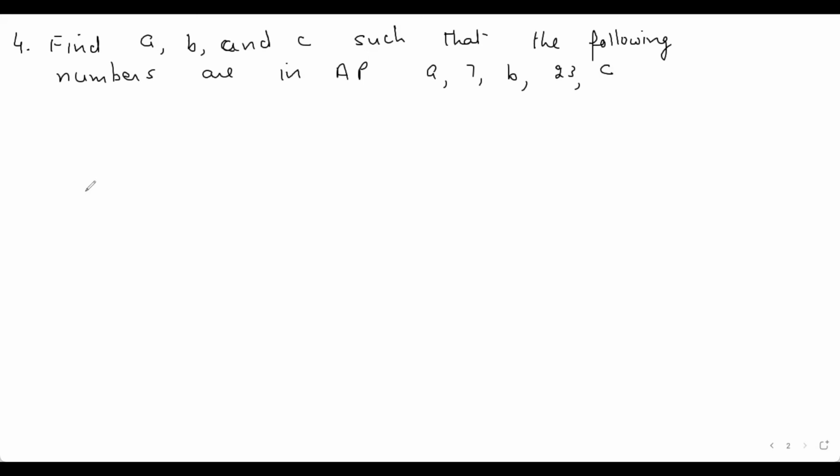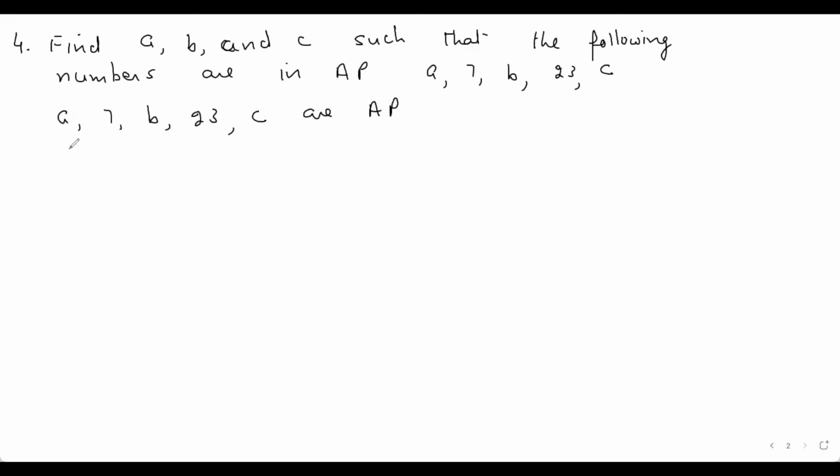Now the fourth question is find A, B, and C such that the following numbers are in AP: A, 7, B, 23, and C. Now it's given these numbers A, 7, B, 23, and C are in AP. I'm going to solve this sum with two methods.